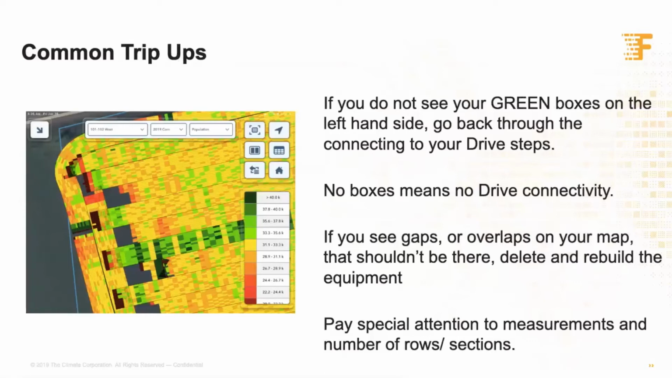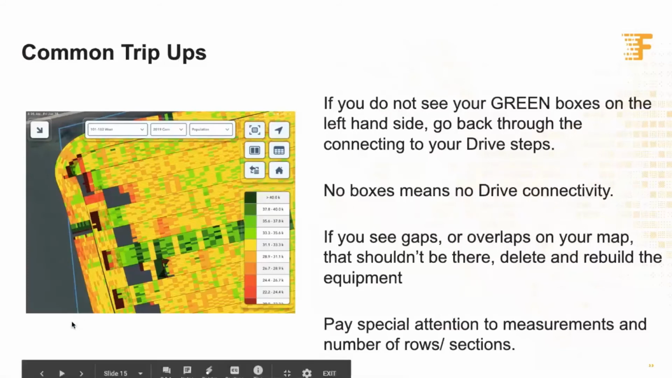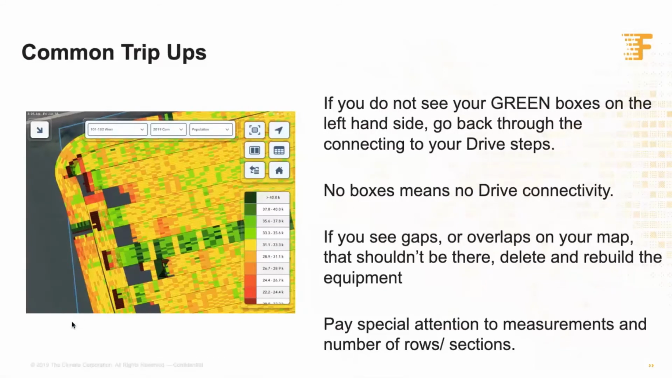If you're ever trying to map and you're in the field and you have your map page pulled up and you do not see those green boxes we saw earlier on the left-hand side, it's very likely that you've lost connectivity to your drive. You'll just need to go back to those steps we showed earlier about connecting your drive and just verify that you have all the indications there that you're connected. So what that would mean is, in your devices tab on settings of the Cab app, do you have that green check mark or do you not? That kind of stuff, right? So no boxes means no drive connectivity more times than not.